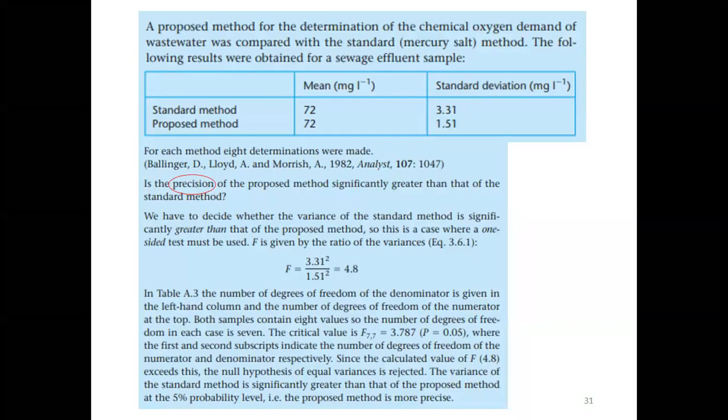In the question, it asks whether the precision of the proposed method is higher. After doing the calculation, we can come to the conclusion that the proposed method has higher precision than the standard method. Okay, so that is how we perform an F test to compare two variances.